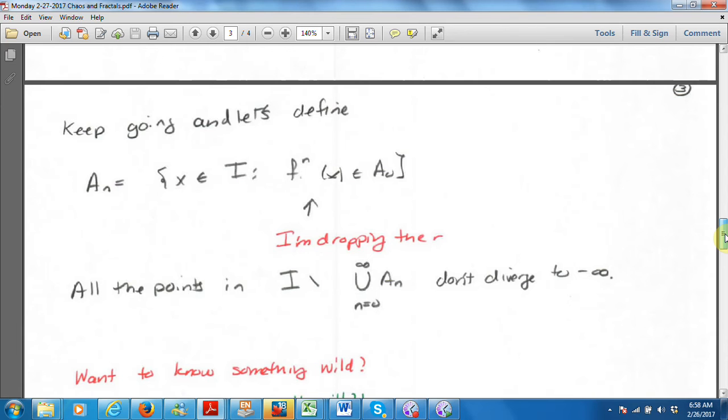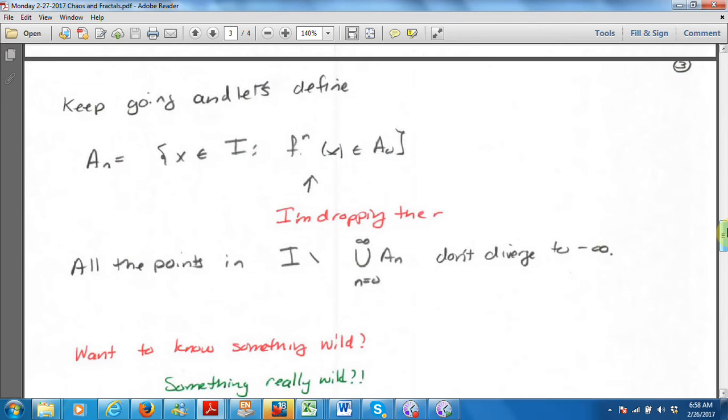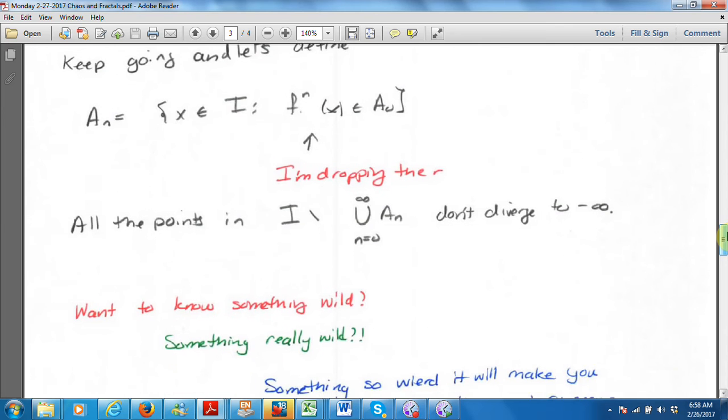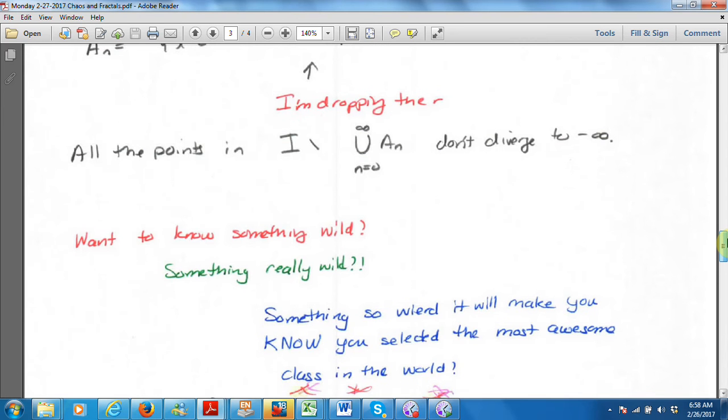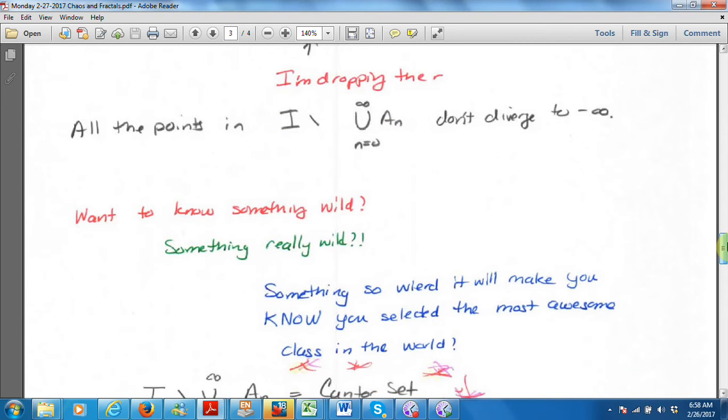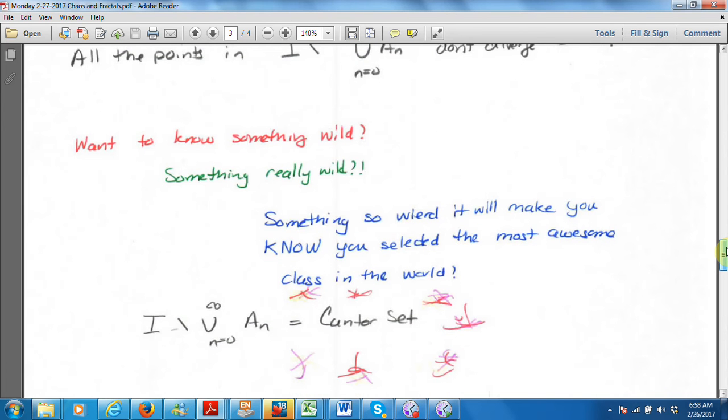Get ready for this. There's something really weird about these leftover points. If you haven't seen this notation before, it means the unit interval, 0, 1, with the union of these sets thrown away. So I'm removing them from the unit interval. So guess what? This is really wild. I hope your chairs have seat buckles. This is like the wildest thing ever, and you'll be so glad that you selected this class. It's the most awesome class in the world, because it turns out that set is the Cantor set.